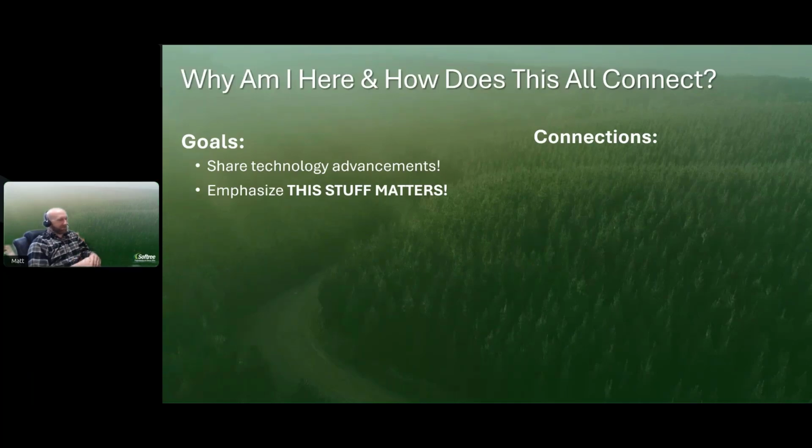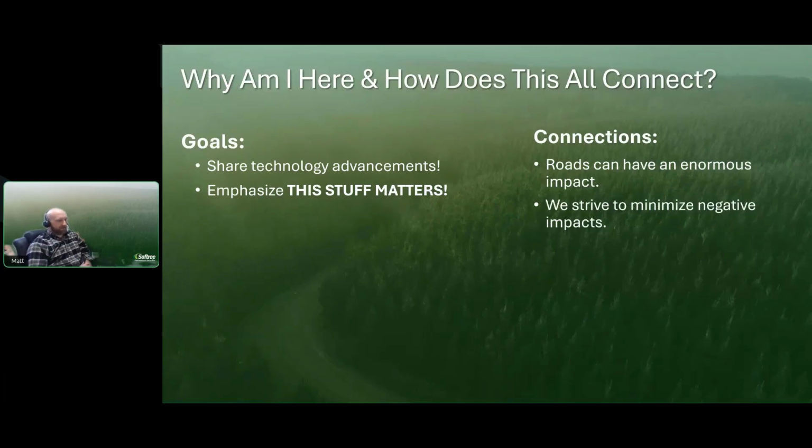Really, aside from any technology stuff, we're quite sincere about this: this stuff does matter. The decisions you make now and how you handle situations now can have massive ramifications years or decades later. So how does this all tie together? Well, first, we need to acknowledge that roads have an impact. We ultimately want to minimize that impact, make informed decisions, make sure we aren't taking unnecessary risk, and that the impact we have is reasonable.